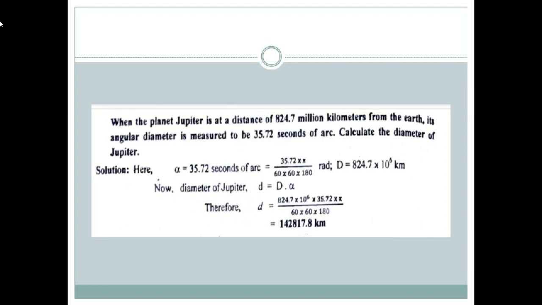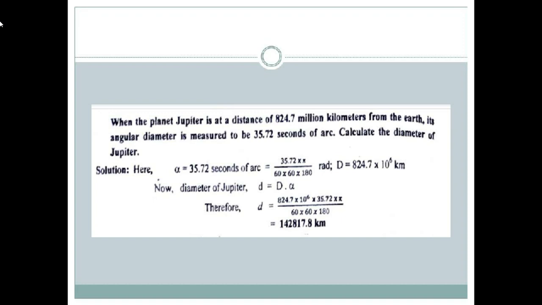When the planet Jupiter is at a distance of 824.7 million kilometers from the Earth, its angular diameter is measured to be 35.72 seconds of an arc. Calculate the diameter of Jupiter. So here they gave angle alpha equal to 35.72 seconds of arc. So we need to convert it into radian. Therefore, 35.72 divided by 60 into 60 into pi upon 180 converts it into radian.